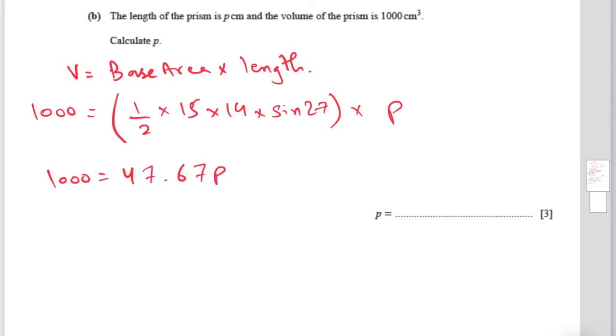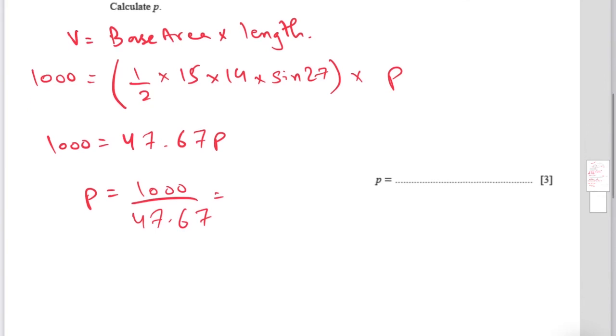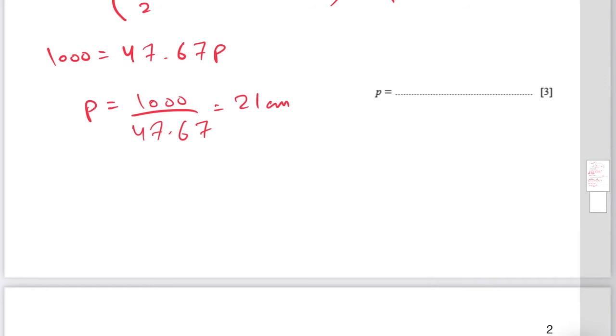47.67 P. So P is 1000 divided by 47.67, which gives us, let's do that, 1000 divided by this is 20.9, or we can write 21 centimeters. So P is 21 centimeters. Perfect. Let's move to the last part.